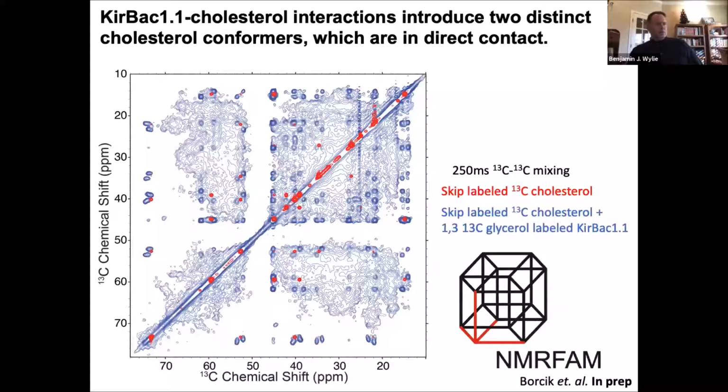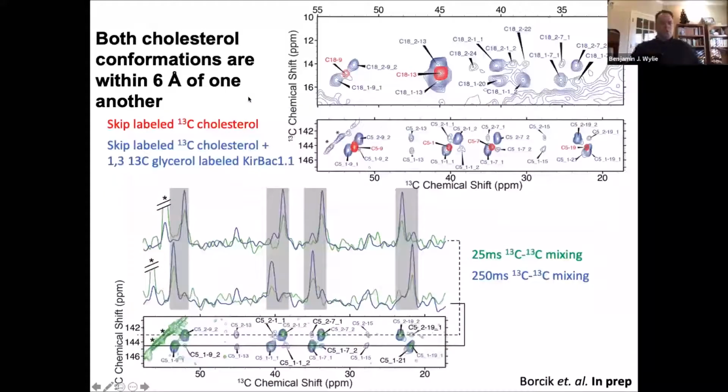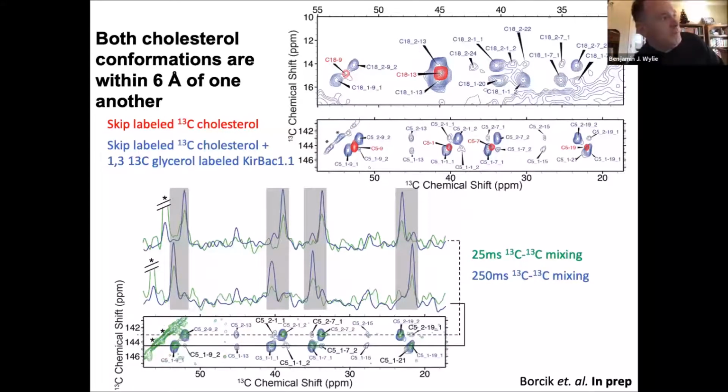As you know, Chad has moved to NMR FAM, and so we were given priority access at NMR FAM for solids. And so here are spectra. This is just skip labeled cholesterol at 250 milliseconds of mixing in just lipids. And then we have the skip labeled cholesterol with our protein here in blue. And you can see that we have splittings, right? So we knew that we had two different populations. But it turns out those two different populations, not only were they conformationally distinct, they actually were in contact with one another. So the dimers that we were observing by MD happen to also be present in these samples, okay?